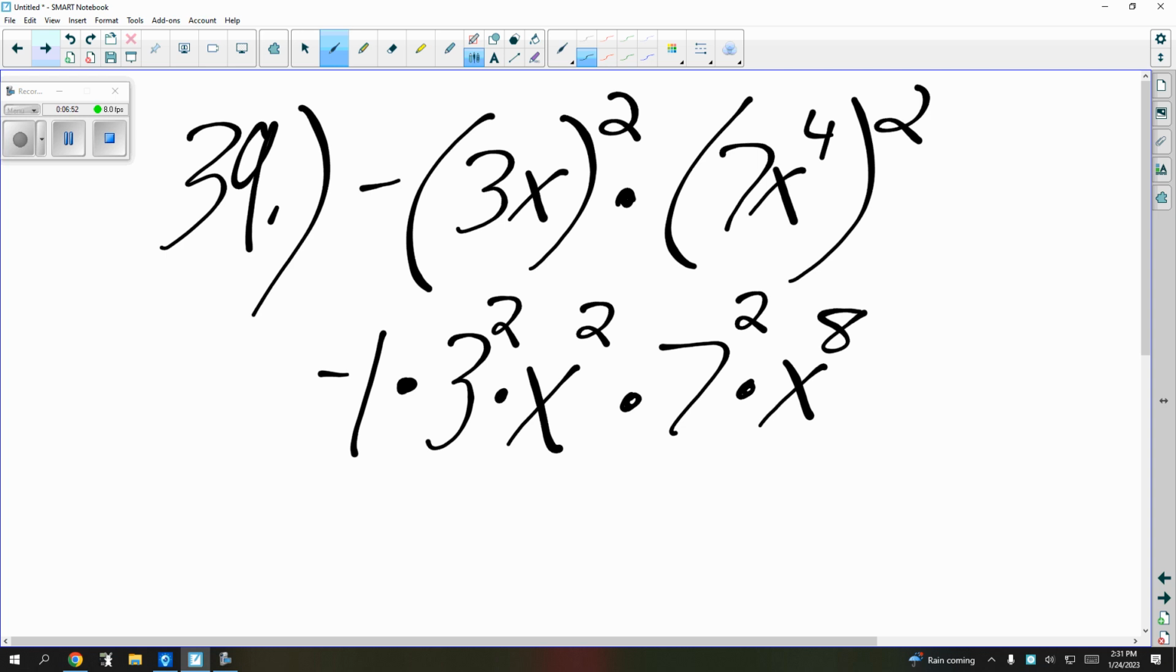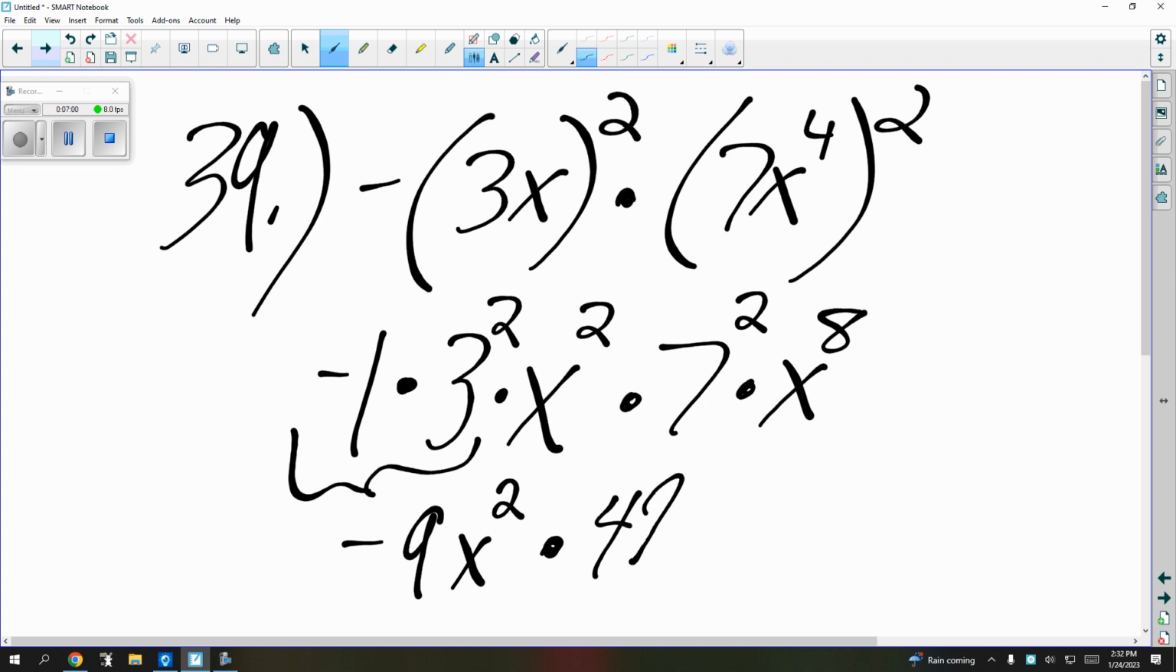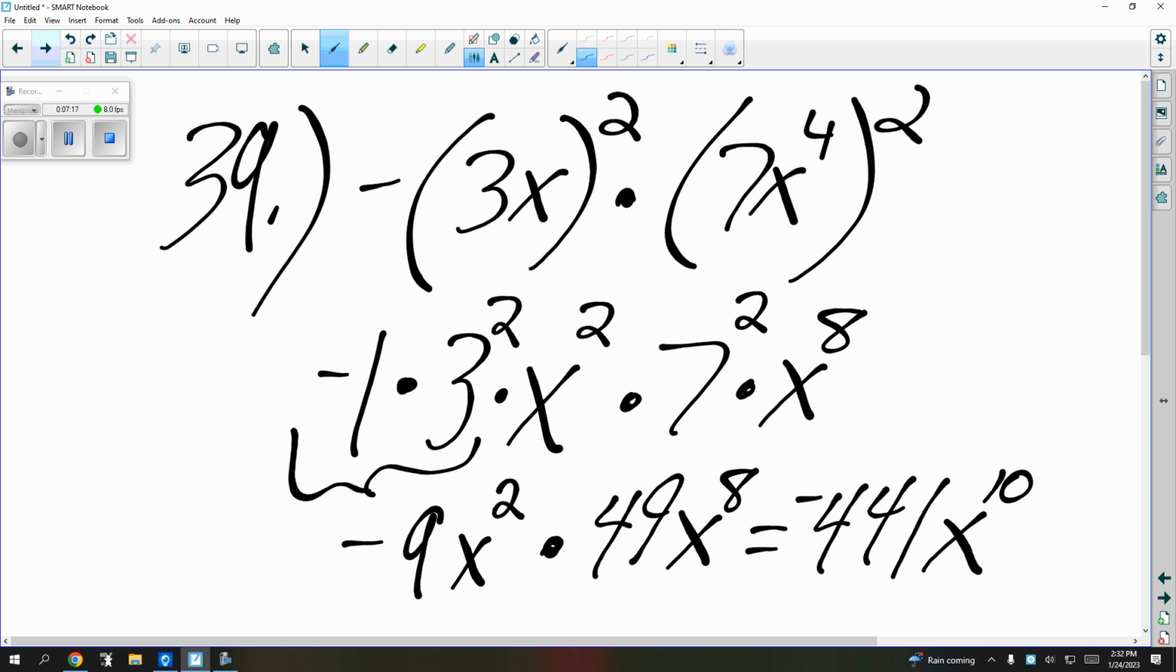All right, this is going to become -9x squared times 49x to the 8th. And then you bust out Mr. Calculator and you say, what's 9 times 49? Everybody knows that's 441, but it's negative. And then it's going to be x to the 10th because you have a power. 2 bases are the same bases. You add those powers. You better believe it.